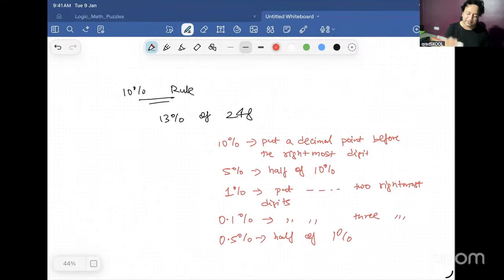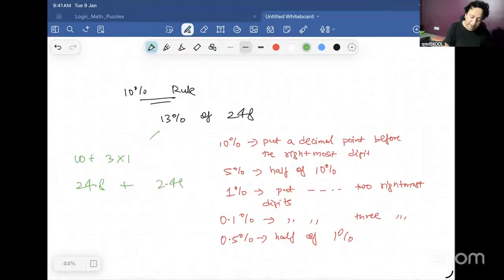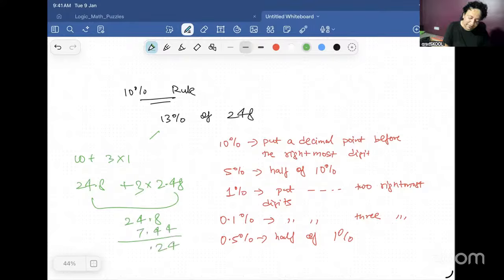Now, how do we use it? Because we don't know what to do over here. 13% is 10 plus 3 times 1. 10% is 24.8, putting one decimal point. 1% is 2.48, and it's 3 times. Right. And we calculate that, get the answer. 24.8, 3 2s are 6, 7.44 is what I'm getting. Right. So let's add that and get the answer. Is that cool? Is that clear? All of you got that?